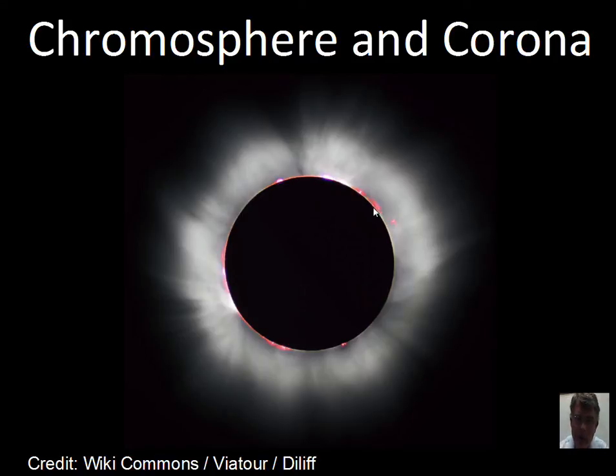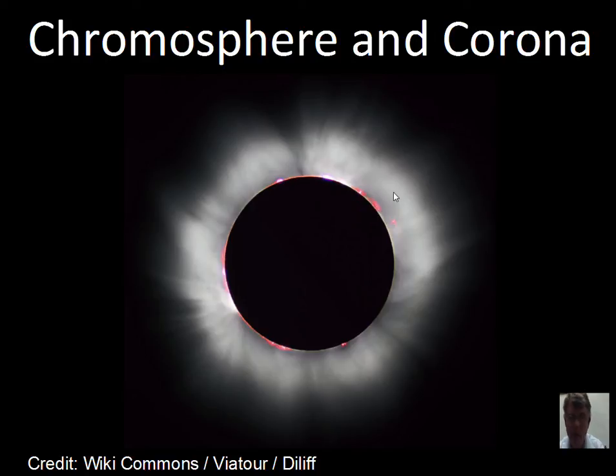What you're seeing is light from hydrogen atoms. And the most probable type of light to be emitted from a hydrogen atom in the visible spectrum is red in color. So you're seeing light from hydrogen atoms to make the chromosphere.